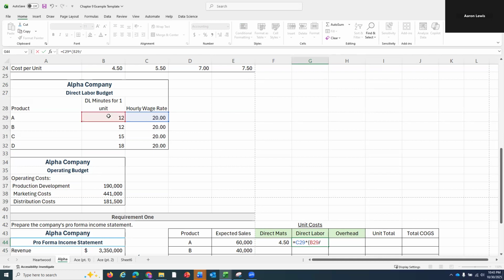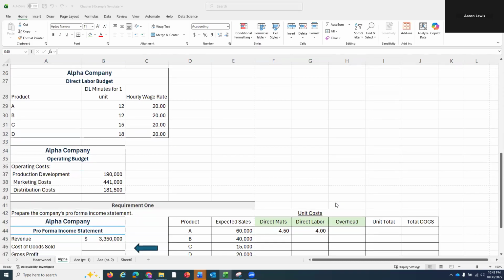And then there's 60 minutes in an hour. So I'm going to divide by 60. So basically what I'm saying here is they're earning 12/60ths of their hourly rate each time they take 12 minutes to produce a unit of product A. And when I put all of that in here, I come up with $4. So we got $4 of labor costs that are going to be incurred in the production of each and every unit of product A.